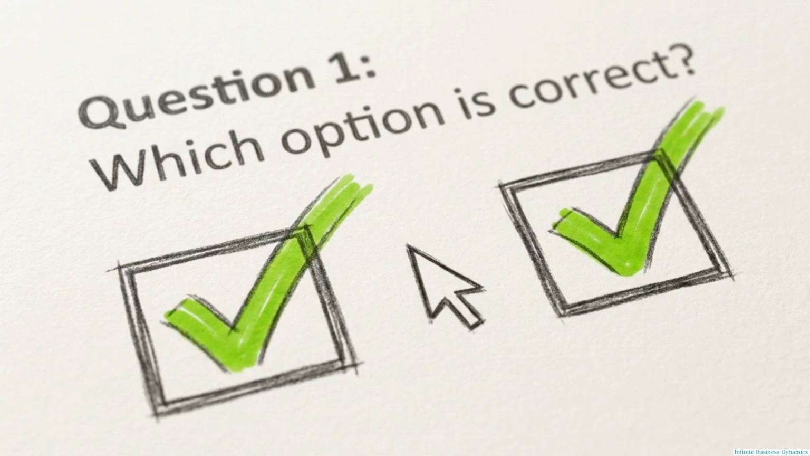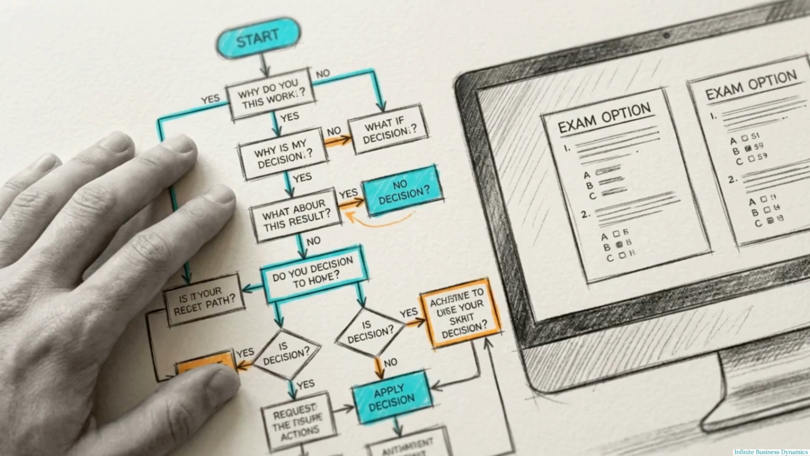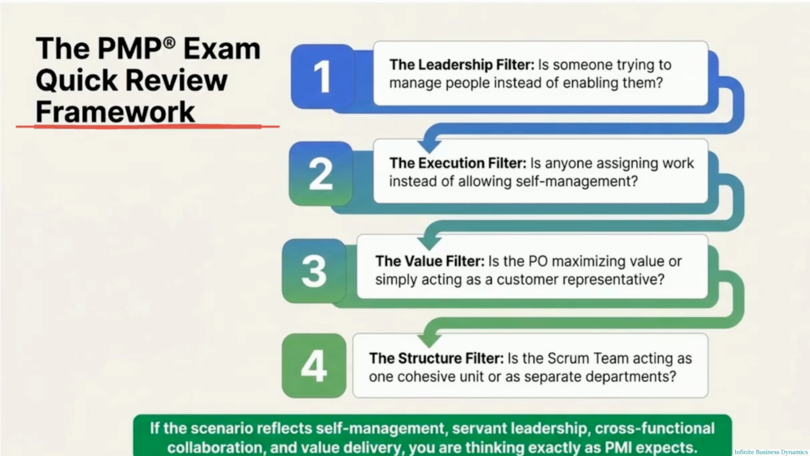The hardest questions on the exam will leave you staring at two choices that both sound like valid Agile practices. When that happens, you need a strict escalation tool to break the tie. This PMP exam quick review framework filters out command and control logic.